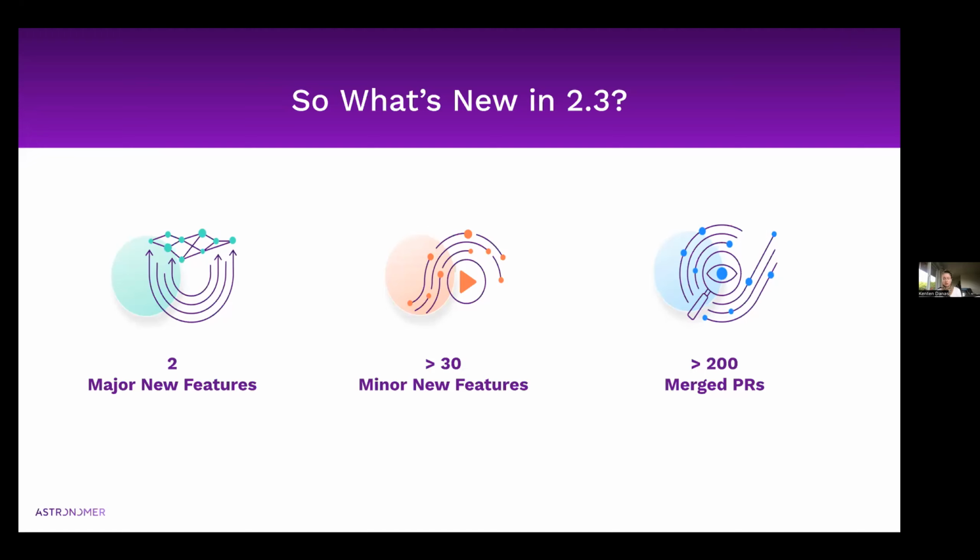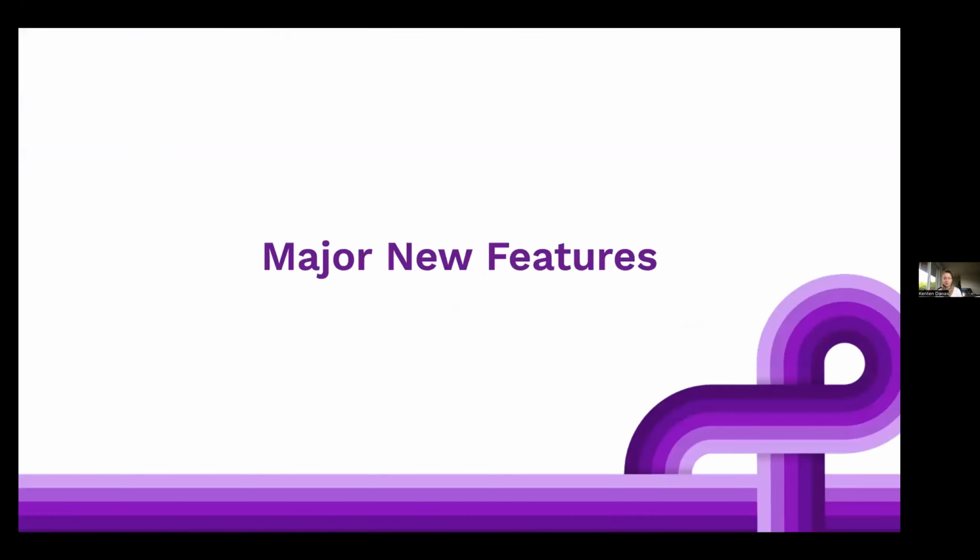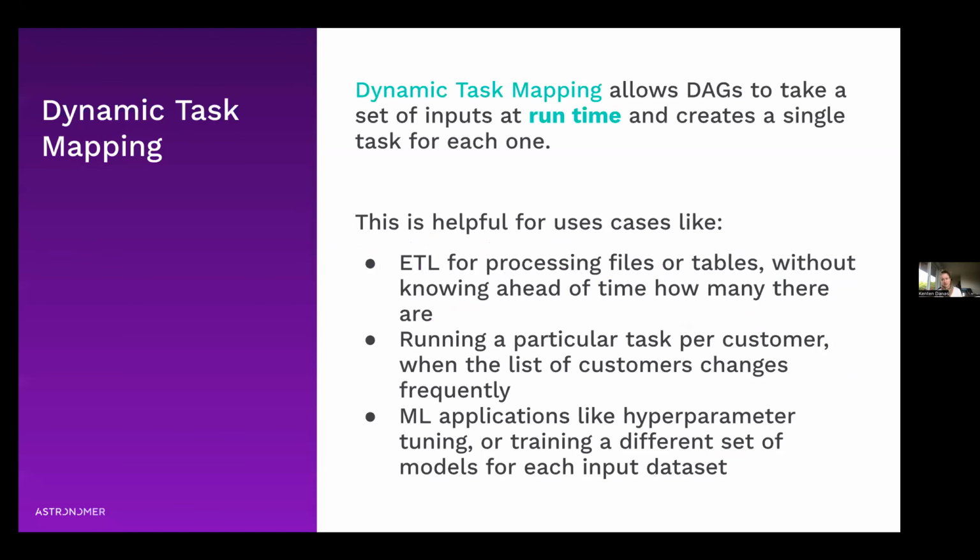Again, it was 6 months of work from a really large number of people, lots of new code, lots of updated code, and we're really excited about the result of all of that. So I'm going to dive right into those two major new features that I mentioned. And the first one that, again, the entire community is super, super excited about. We've been waiting for this for a long time. And we're going to talk about it a lot today, is dynamic task mapping.